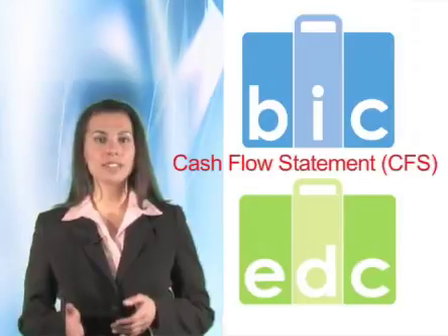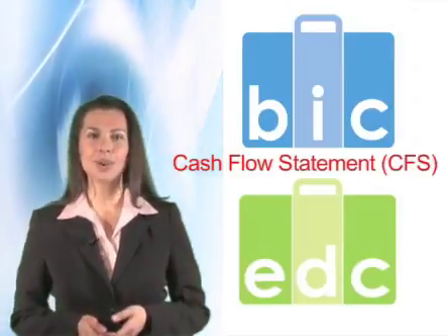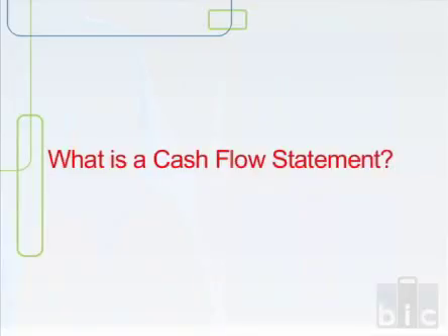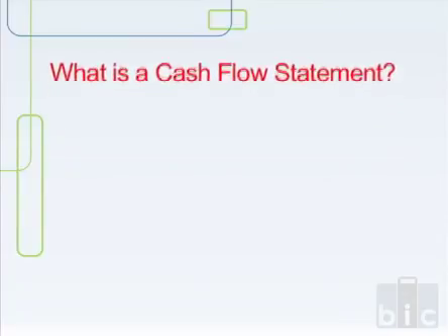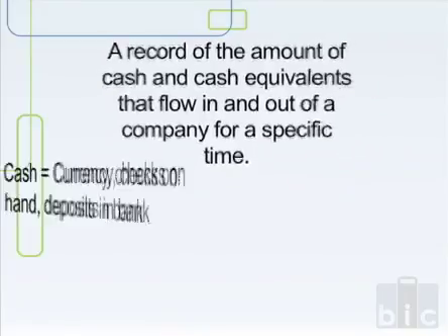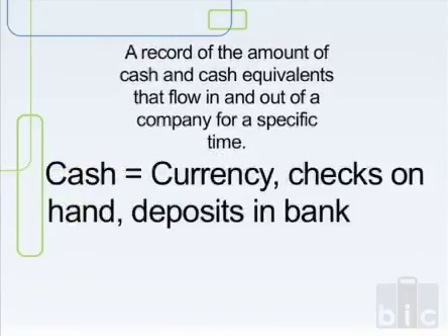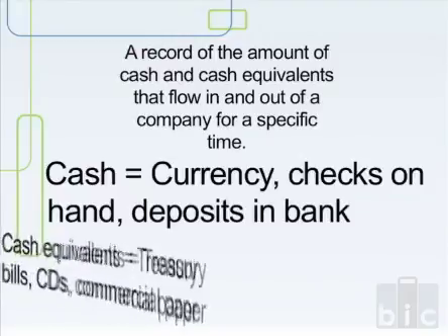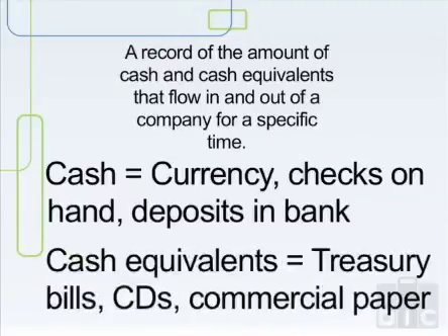This module focuses on the cash flow statement, also known as the Statement of Cash Flow. What is a cash flow statement? It is a record of the amount of cash and cash equivalents that flow in and out of a company for a specific time. Cash includes currency, checks on hand, and deposits in the bank. Cash equivalents are short-term, temporary investments, such as treasury bills, certificates of deposit, CDs, or commercial paper that can be quickly and easily converted to cash.